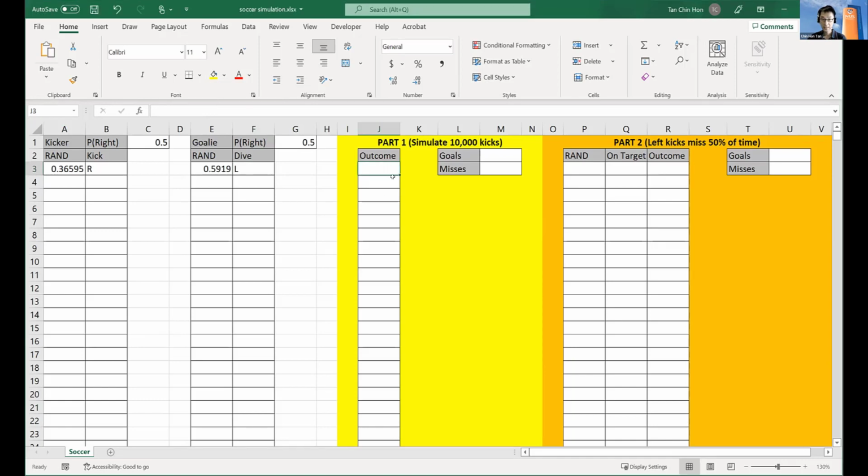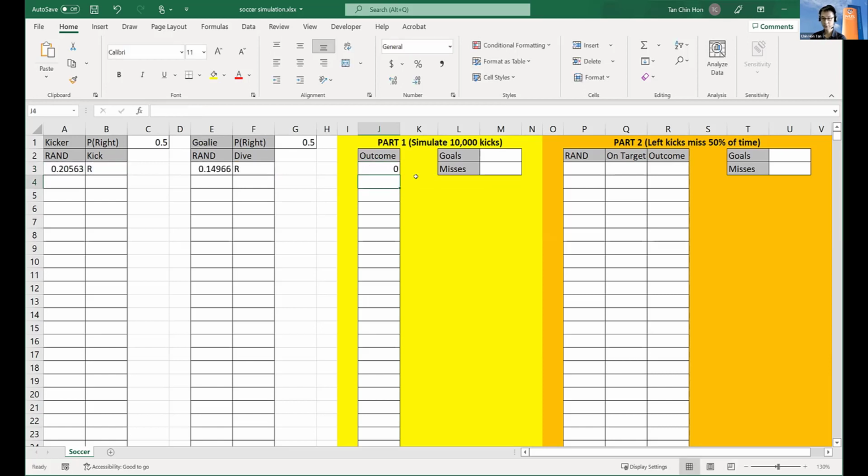Let me come back once again to this outcome, where we want to decide whether there was a goal or not. For this, we're going to use our IF statement again, and we are asking: is the value inside cell B3 the same as the value inside cell F3? So it's IF B3 equals F3. If the two of them are the same, it means the goalie has dived in the correct direction, and so there's no goal, so that is going to be equals 0. But if the two of them are different, that means the kicker has kicked in one direction and the goalie dived in the other direction, then we have scored a goal. And so the next parameter is going to be a 1.